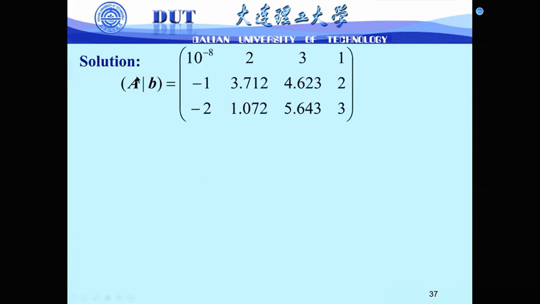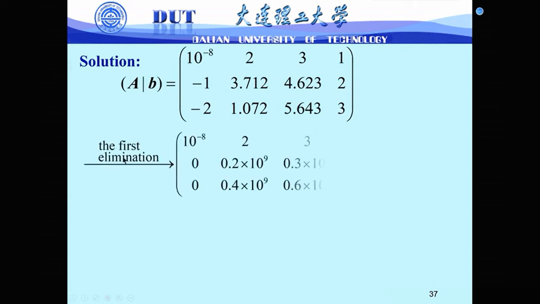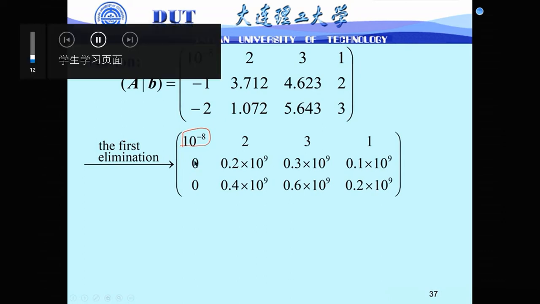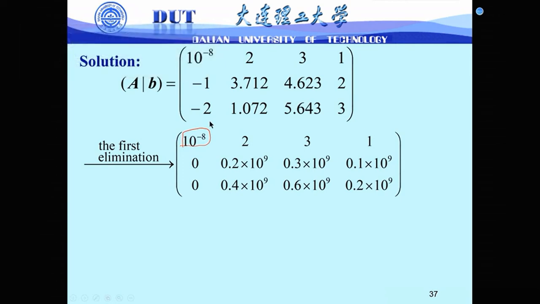Okay, now we put A and B together, right? Augmented matrix. So the last column is 1, 2, 3, the B, right? Okay, here is A. Now the first step, we perform the first elimination. That means we use this number as the denominator to find the multipliers. Is it okay for you?